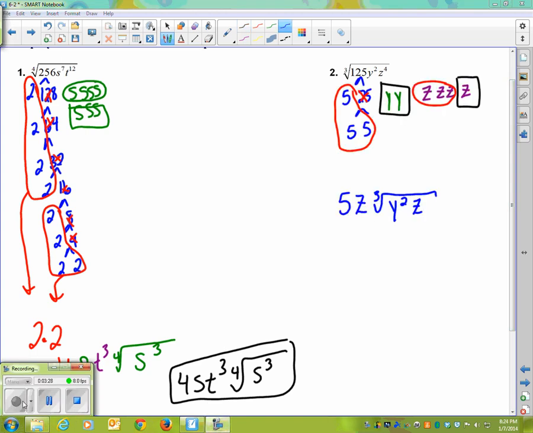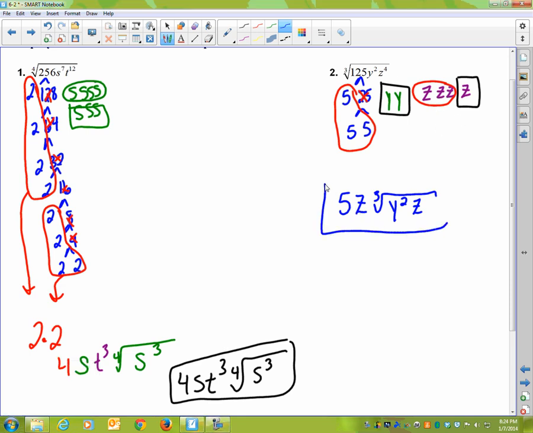All right, here's my work that goes along with number 2. I factor treed the 125, and I got 5. The y squared, there was only 2 of them, so I couldn't pull it out, which is right here as y squared. There were 4 z's, so I took 3 of them out. That's 1 group. And then 1 left over. 5z times the cube root of y squared times z.